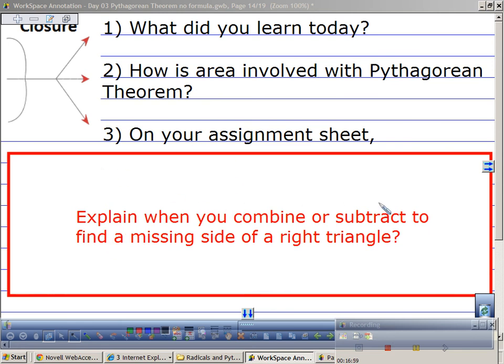All right, on your assignment sheet, explain when you combine or when you subtract to find a missing side of a right triangle. When do you combine? When you have the A and B. When you have the small sides. When do you subtract? When you have B and C or A and C, right? When you have the hypotenuse, you subtract. When you have A and B, you add.